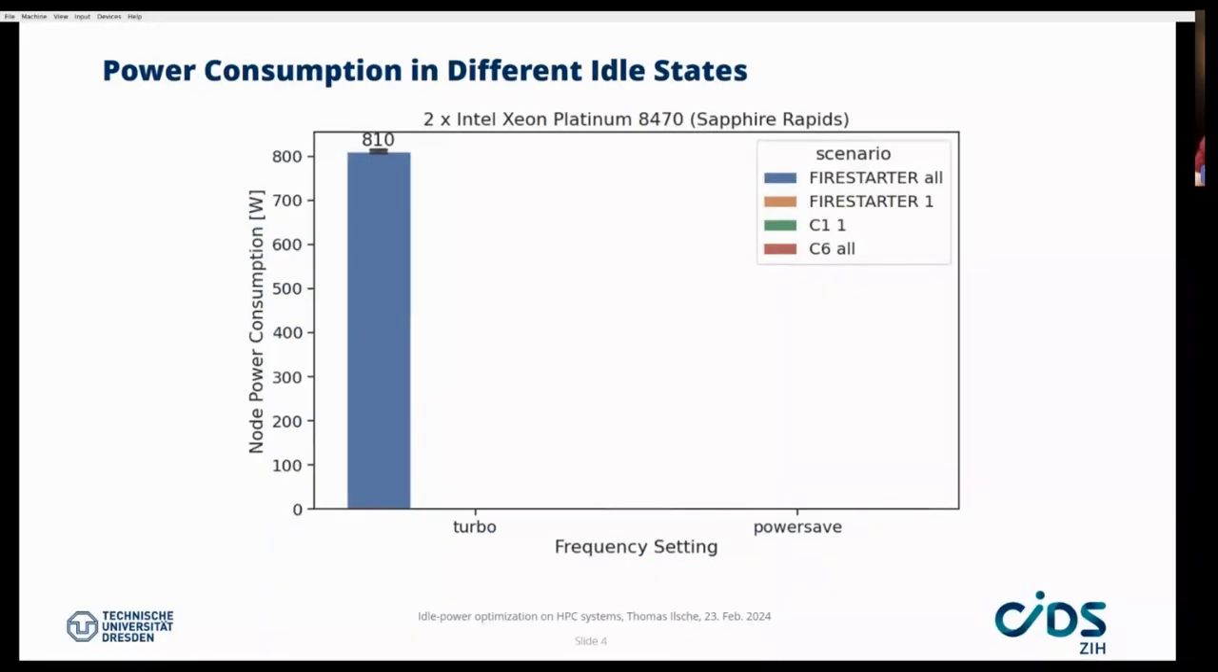And now the question is, what potential do we have to save power in idle? So let's look, again with some rough numbers, at a single node of this system: what does it consume in power? If it is fully utilized and we are using Firestarter as a synthetic application to cause the highest power consumption possible, then one node with all of the cores being active and in turbo mode will cost us about 810 watts.